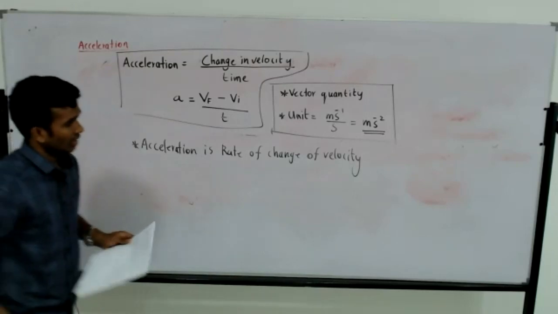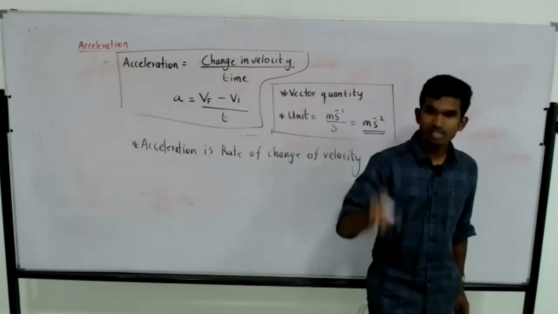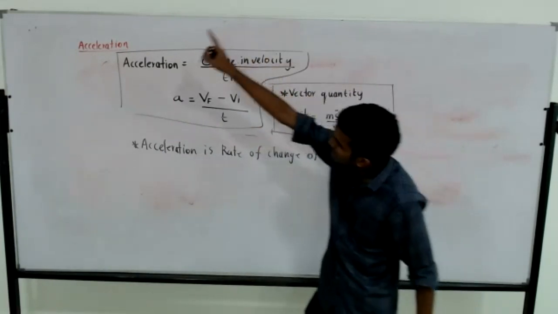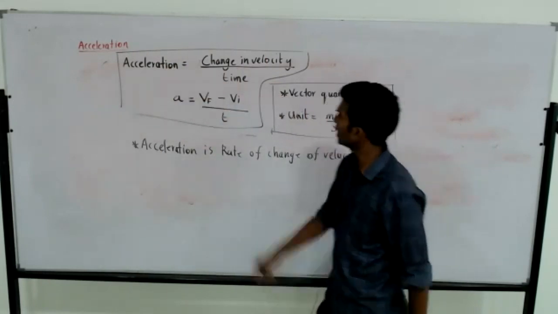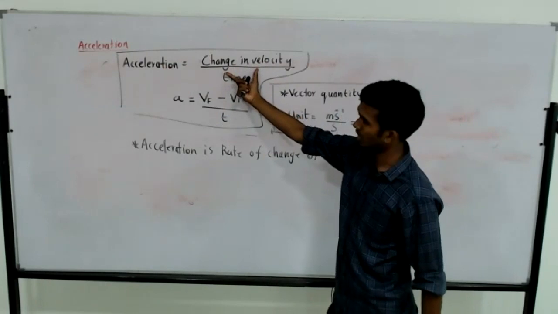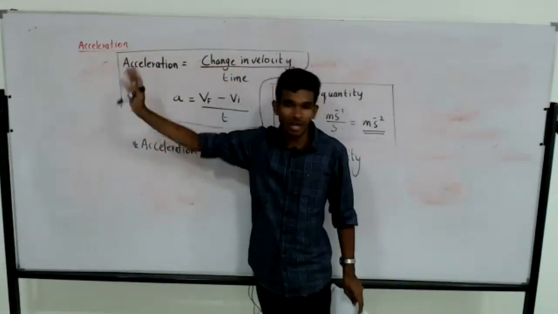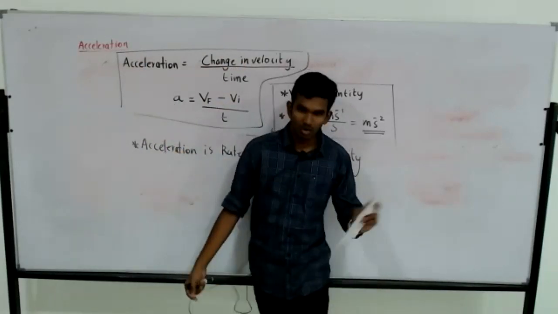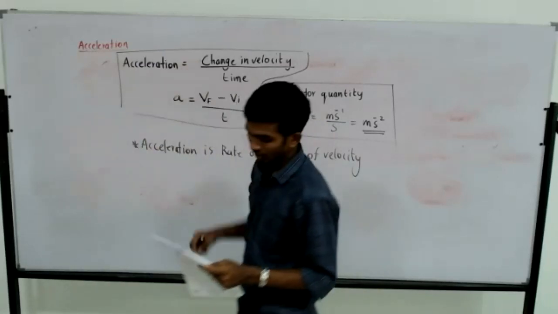Okay. Then tell me, can change in velocity be negative? Of course, yes, change in velocity can be negative. Then tell me, can acceleration be negative? Yes, acceleration also can be negative. Why? If change in velocity is negative, acceleration can also be negative. So if you get a negative answer for acceleration, don't be scared. We call it deceleration. I'll tell it later.